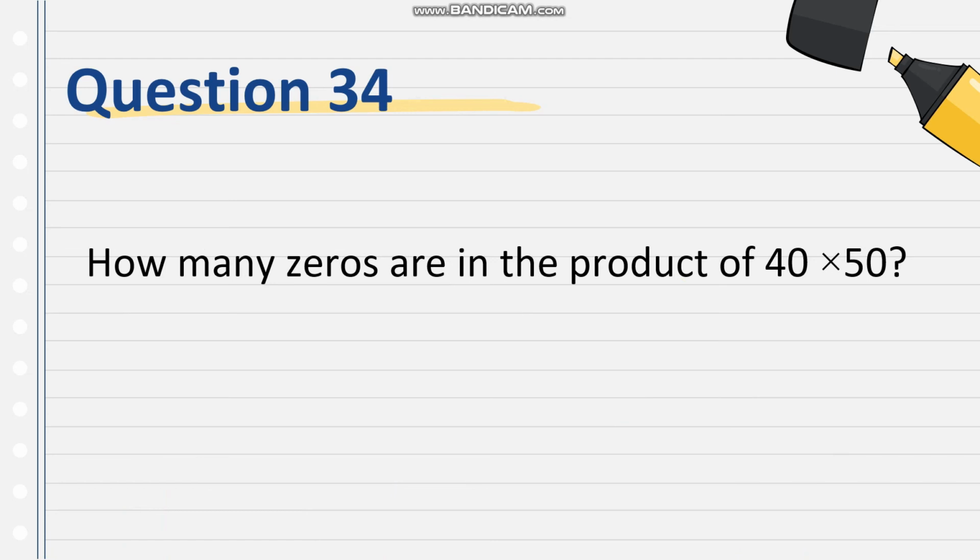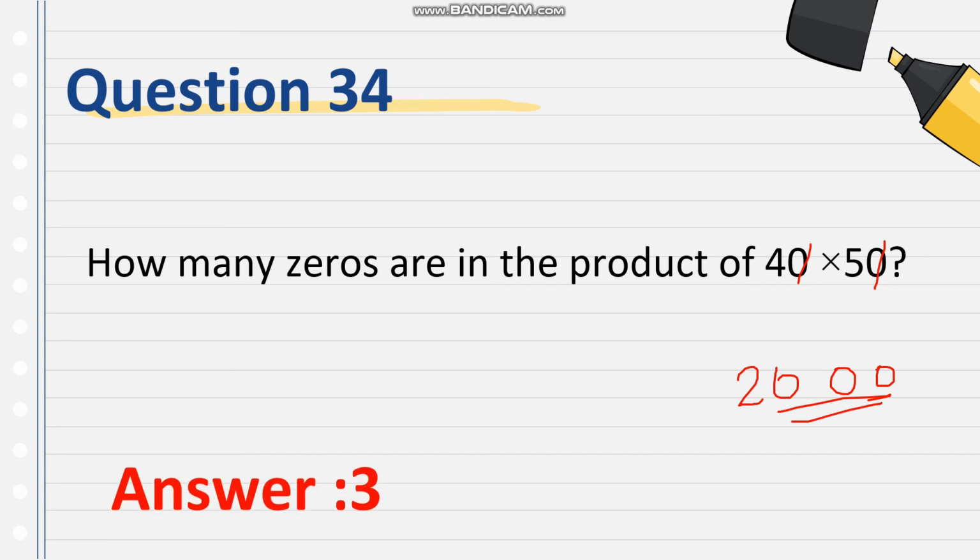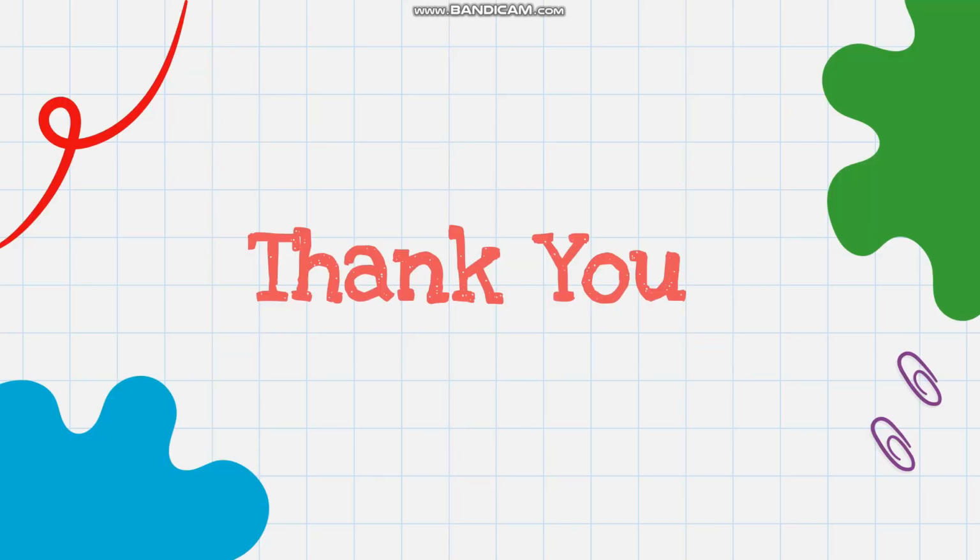Next, how many zeros are in the product of 40 times 50? So we just simply cancel the two zeros and put it into the product. And 4 times 5 is 20. So how many zeros in all? We have 3 zeros. So that's it.